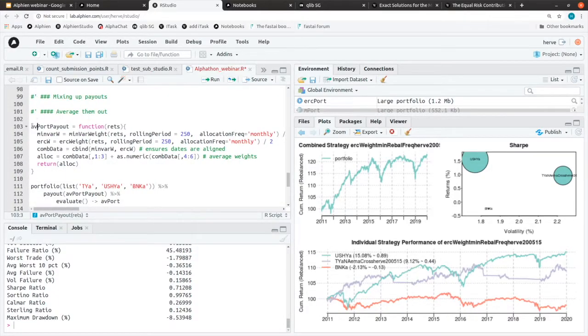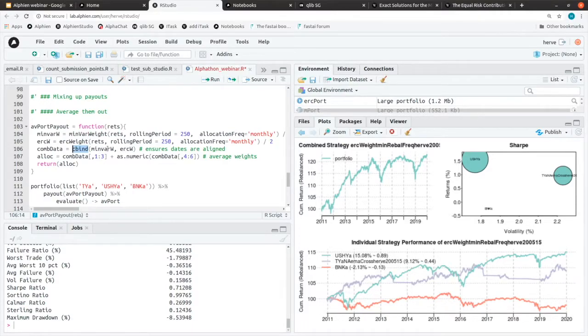So what I've done here, I've created an average portfolio payout function, which is just taking the returns and applying a minimum variance weight payout, and then an equal risk contribution weight payout. And then I will combine the two of them together. So this line 104 is just getting me this minimum variance weight. 105 is giving me the equal risk weight, similarly to what we've seen so far.